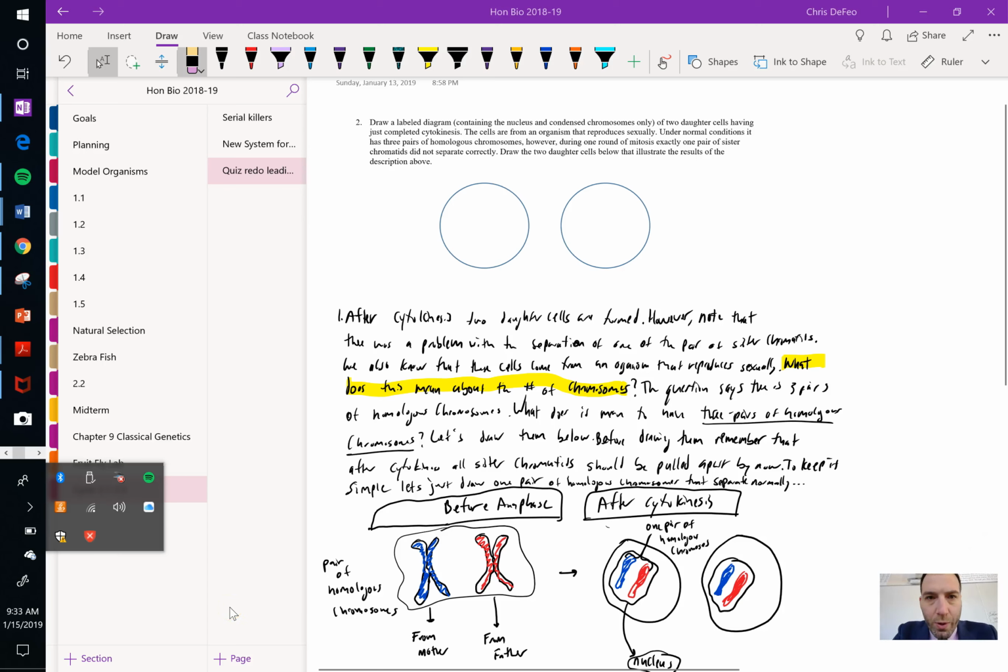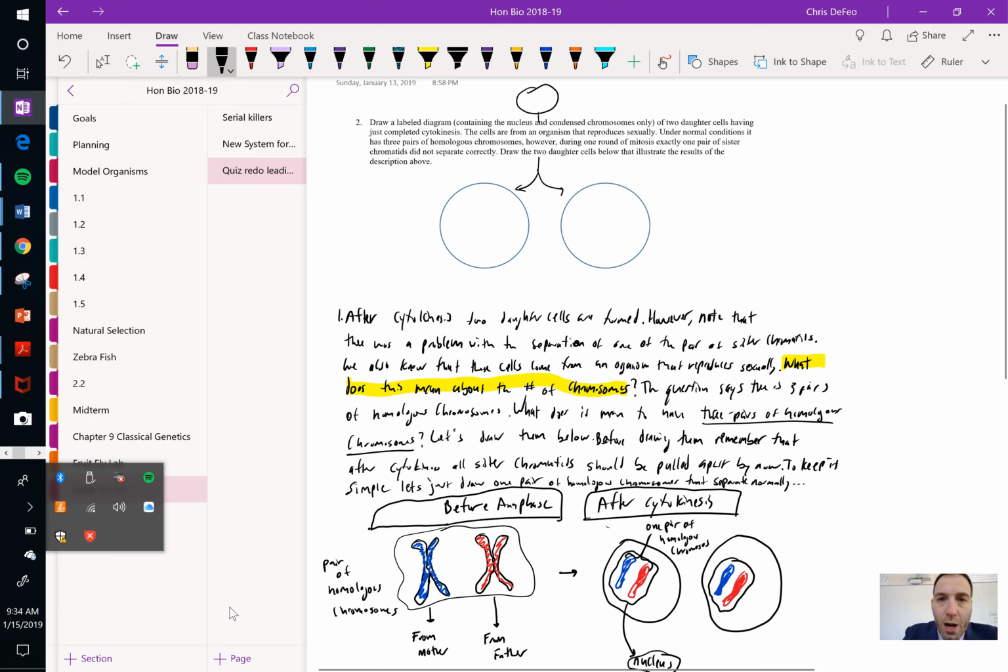So for today's warm-up, we're going to take a look at that question from your quiz on Friday. I've reworded the question. Hopefully it clarifies some issues, but let's try to attack it and break it down. It says, draw a labeled diagram containing the nucleus and condensed chromosomes only of two daughter cells having just completed cytokinesis. And so each of these are two cells that came from an initial cell that went through mitosis and cytokinesis and divided into daughter cells.